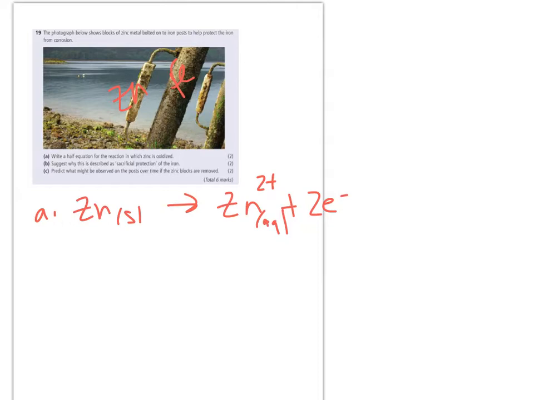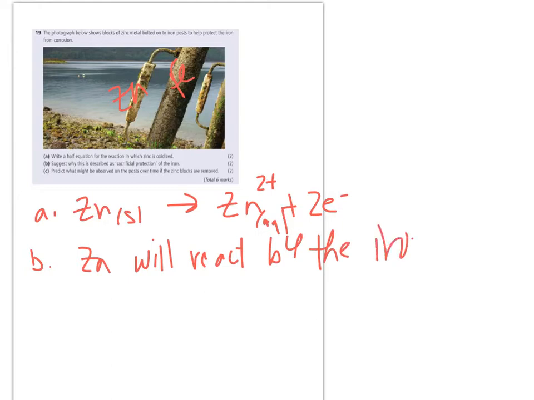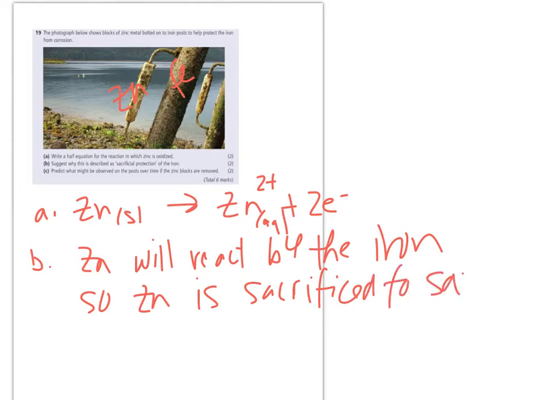B says, suggest why this is described as sacrificial protection of the iron. Well, what they mean is that you're sacrificing or giving up one metal to save the other. And that's because zinc will react before the iron, since it's the more reactive metal. So zinc is sacrificed to save the iron.